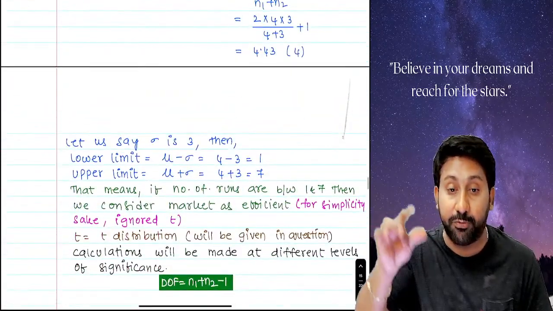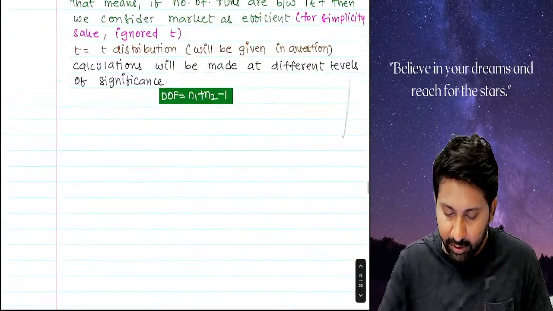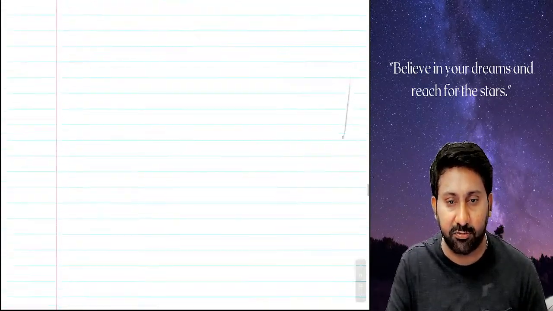T is a T distribution value. They will give it in the question. You need not do anything. T distribution table. Degree of freedom is n1 plus n2 minus 1.